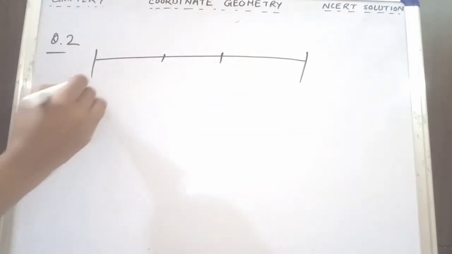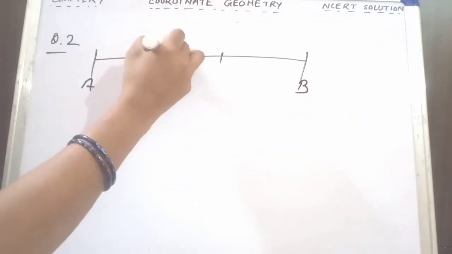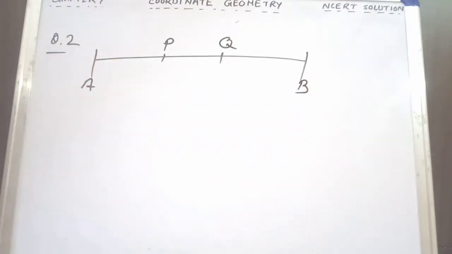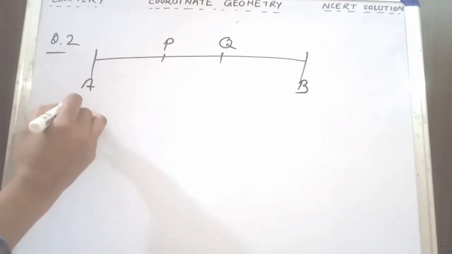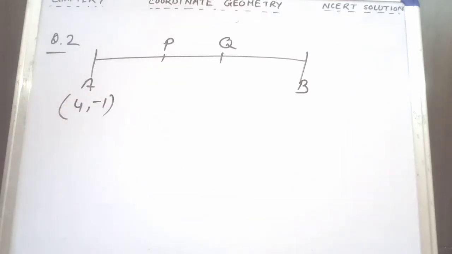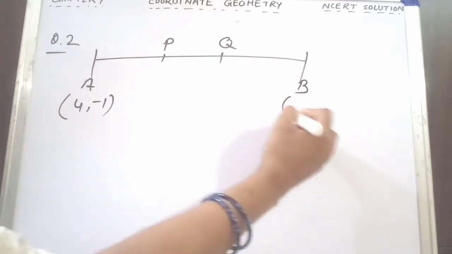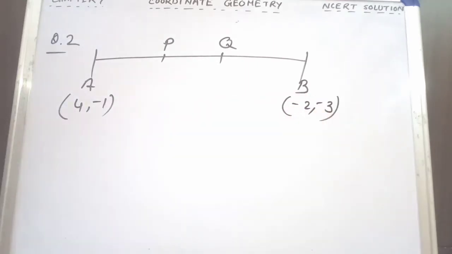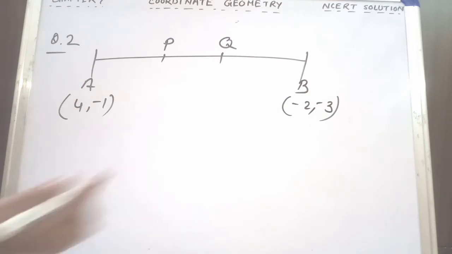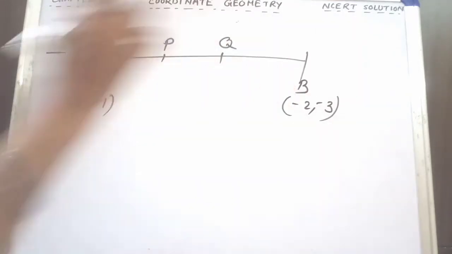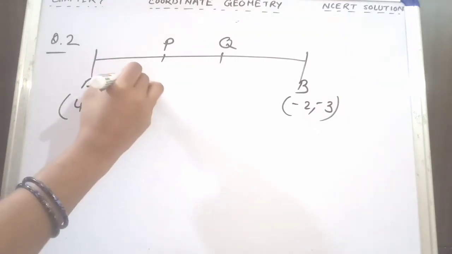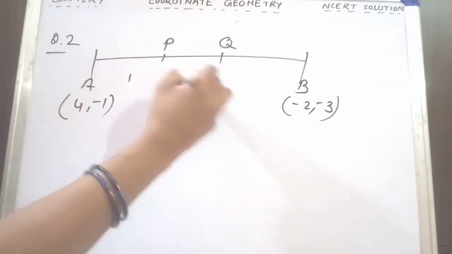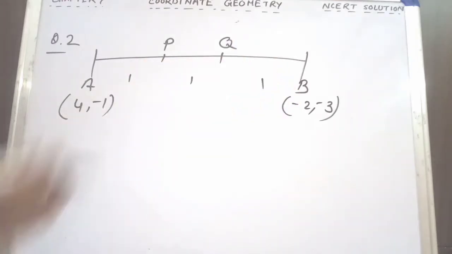Like that. Suppose this is AB. These points are P and Q. So you have to find the coordinates of these 2 points, P and Q. Here the given information is the coordinate of A is (4, -1) and the coordinate of B is (-2, 3). Now, here AP is equal to PQ is equal to QB. That means the ratio is 1:1:1, because here the 3 parts are equal.